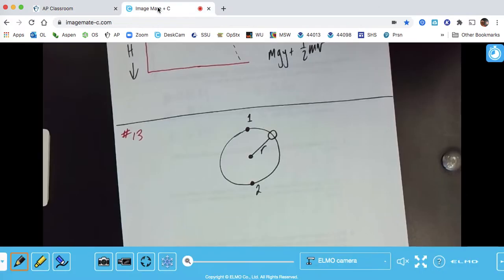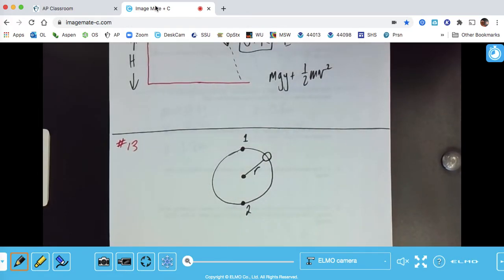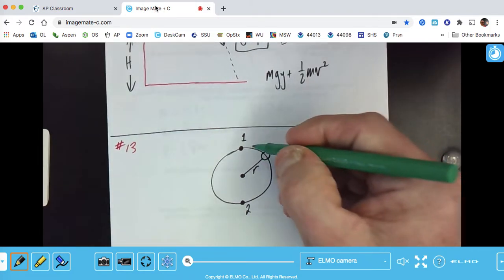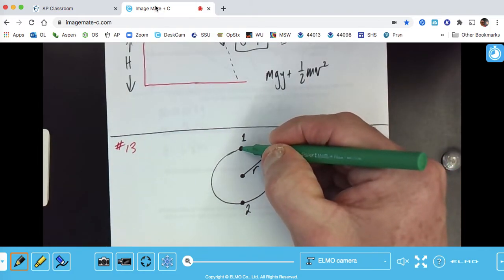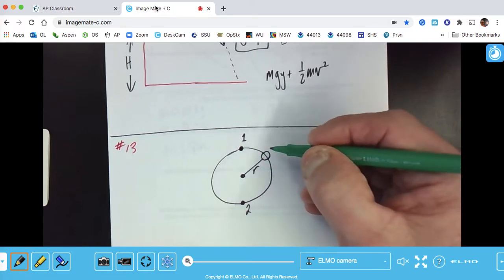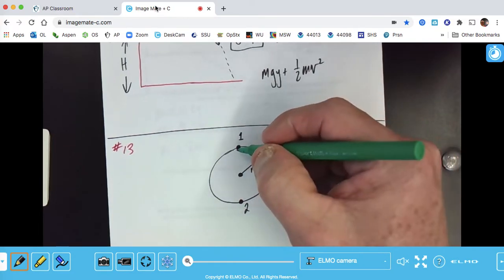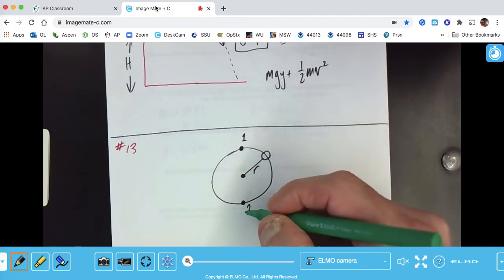As it moves from point 1 to point 2, up here, when it's at this point, it's moving. So it's got potential energy and kinetic energy in both positions.